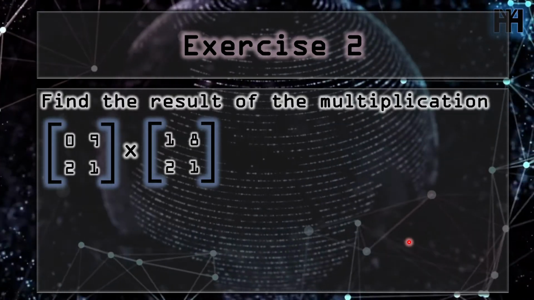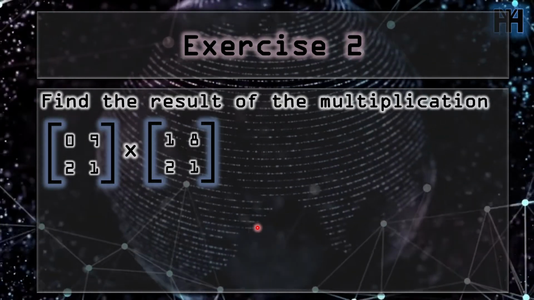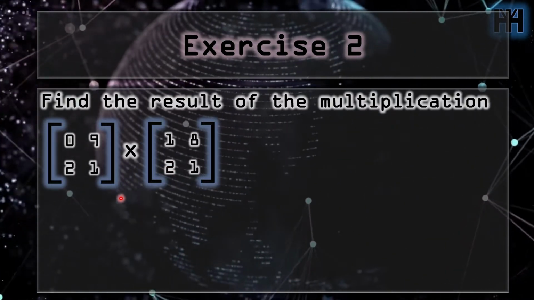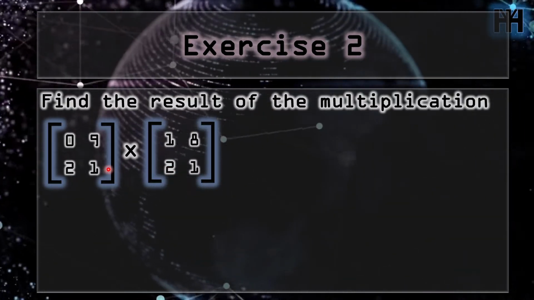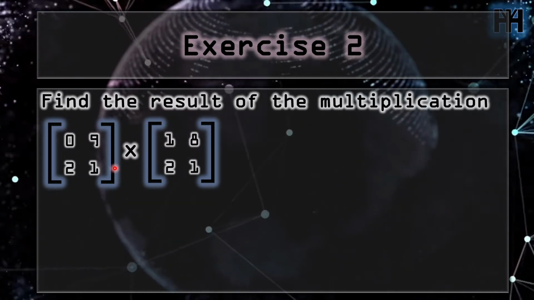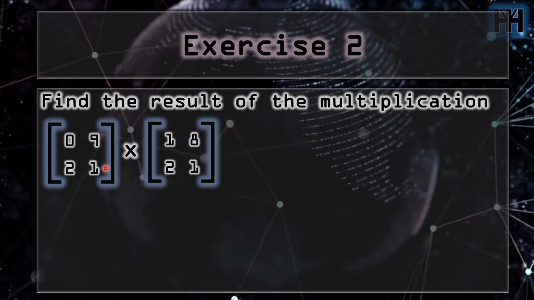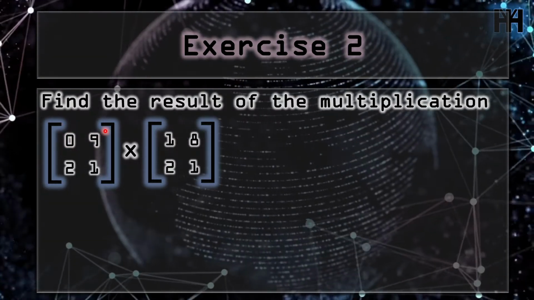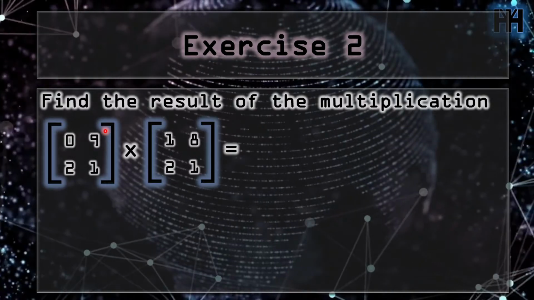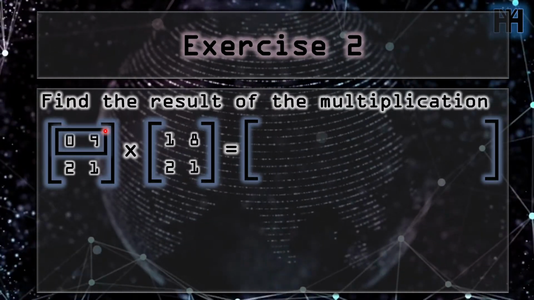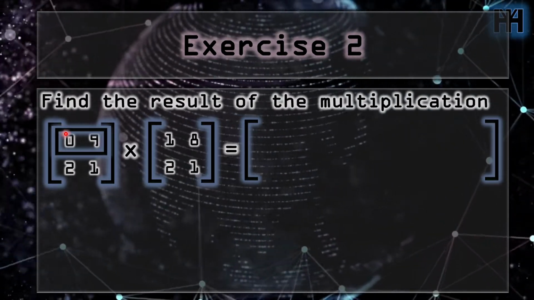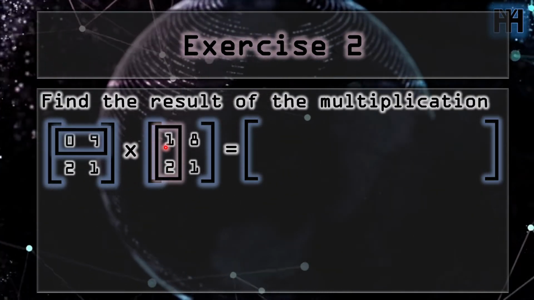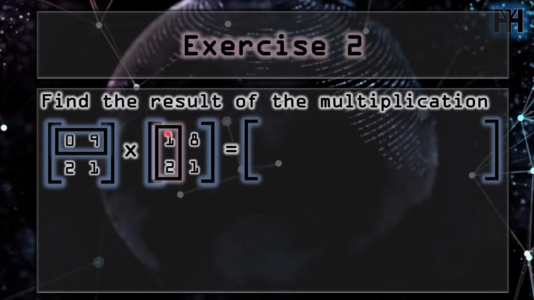Exercise 3. Find the result of the multiplication. This matrix is 2 by 2 and this is 2 by 2. So 2 is equal to 2, then this multiplication can take place easily. I want you to see here, we will take the first row of the first matrix and the first column of the second matrix. First row and first column.